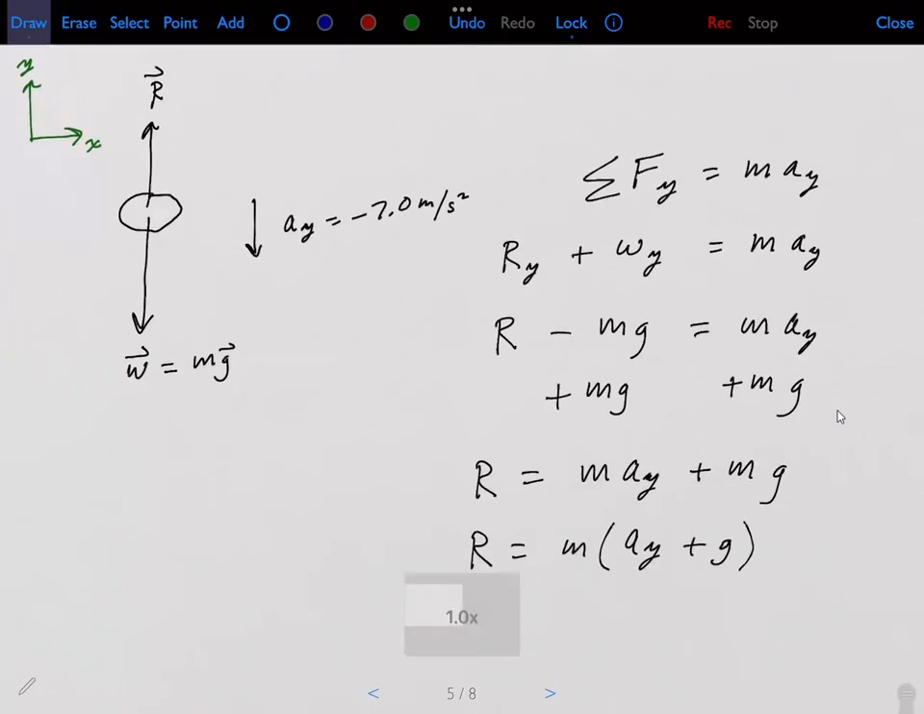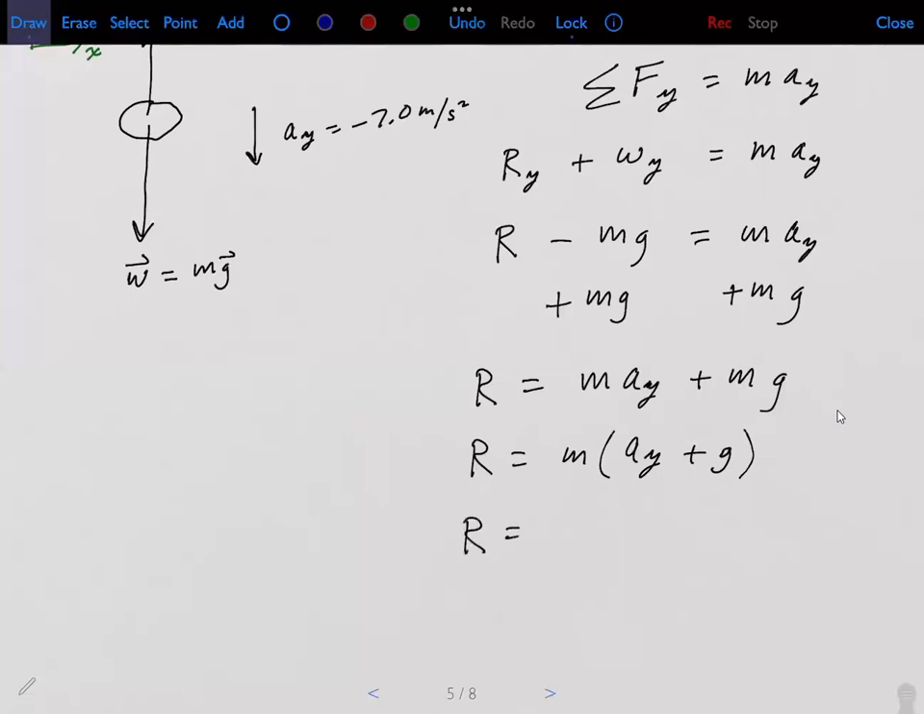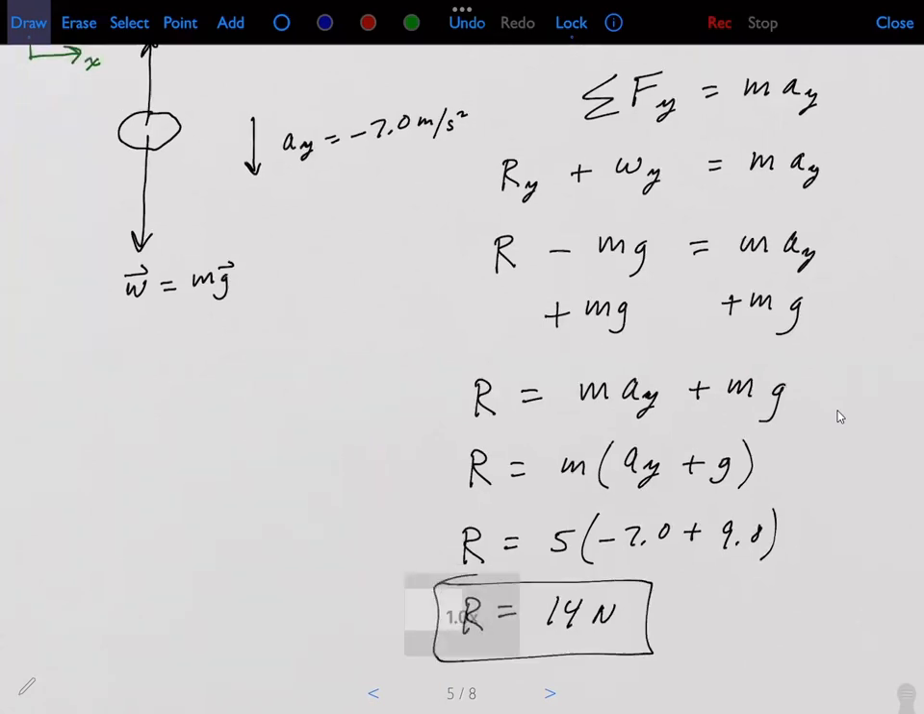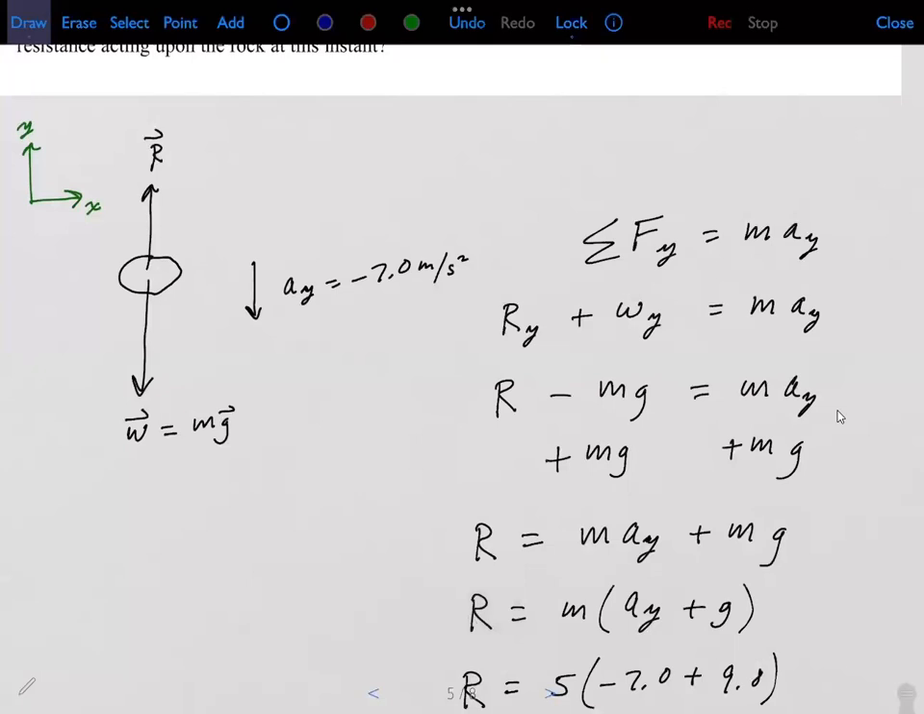Okay, so in this case, m is what, 5, I think? The mass of this rock? Yeah, 5 kilograms. AY, you've got to be careful here, is -7. And then g, because we already took into account the direction of g, is just positive 9.8. And then if you work this out, this turns out to be 14 newtons. So there is an upward force, in this case, of 14 newtons, which makes sense, right? That's why this rock is not accelerating downward at 9.8. It's only accelerating downward at 7.0 meters per second squared.